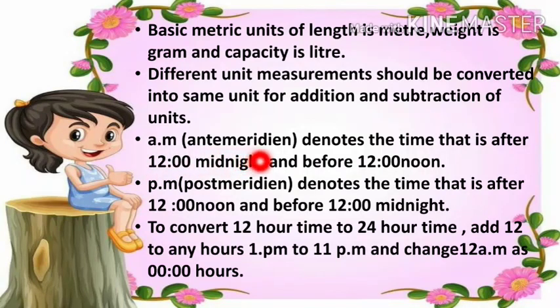AM, antemeridian, denotes the time that is after 12 midnight and before 12 noon. PM, post meridian, denotes the time that is after 12 noon and before 12 midnight. To convert 12-hour time to 24-hour time, add 12 to any hours from 1 pm to 11 pm and change 12 am to 0 hours. Students, is it clear now? To convert ordinary time into railway time, what do you have to do? Yes, you have to add 12 hours to that time.